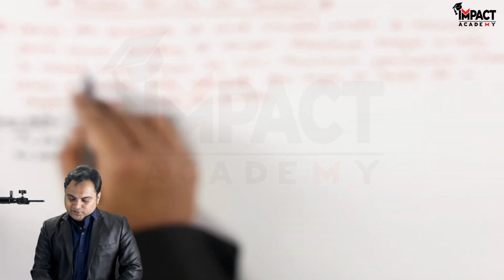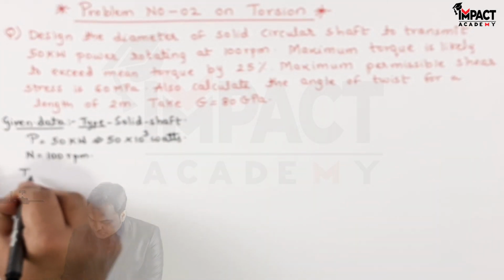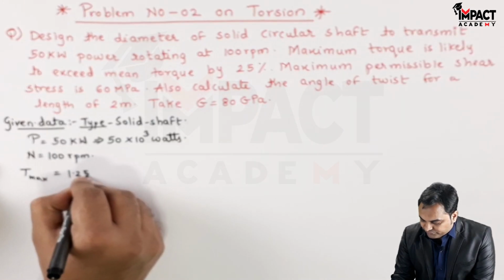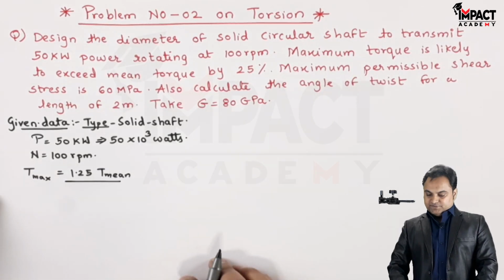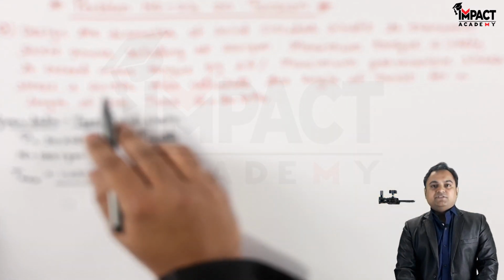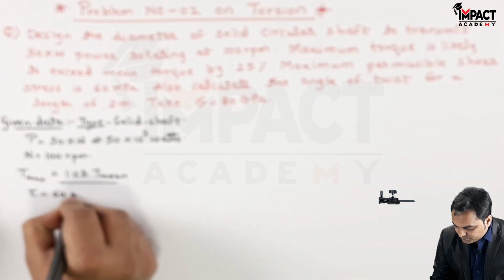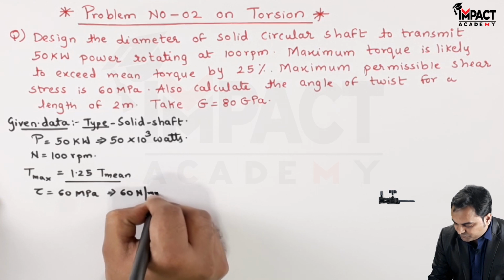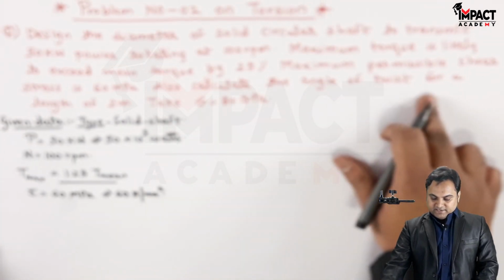Maximum torque is likely to exceed mean torque by 25%. This relation can be written in this way, that the maximum torque T suffix max is 1.25 times of T mean or T average. Next, maximum permissible shear stress is 60 megapascal, that is tau. It is 60 Newton per mm square, because megapascal is the same as Newton per mm square.